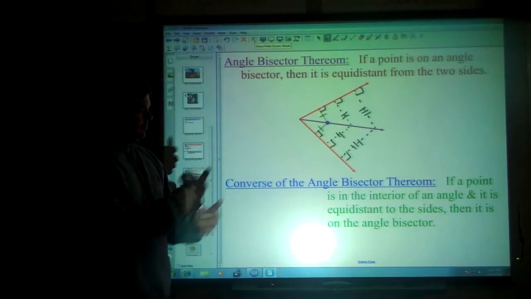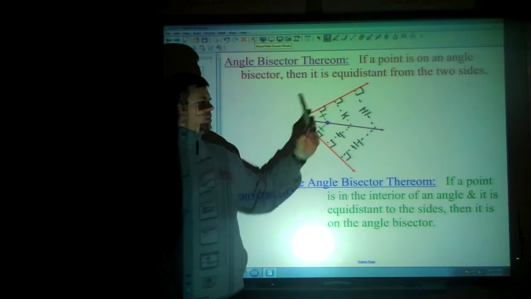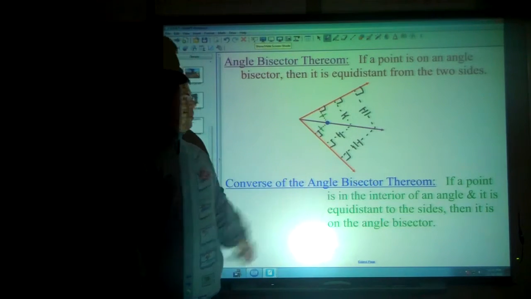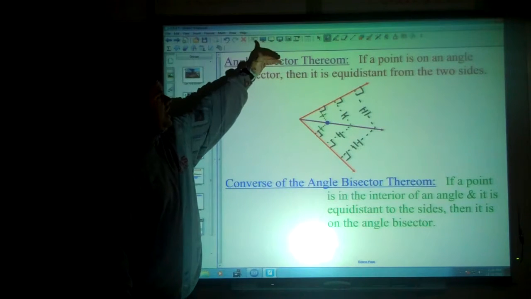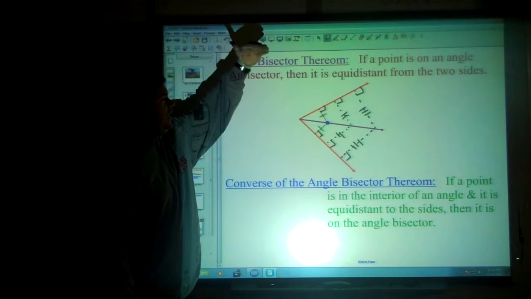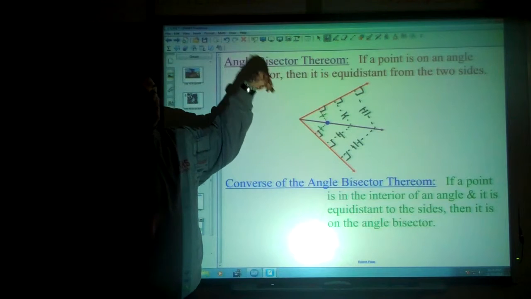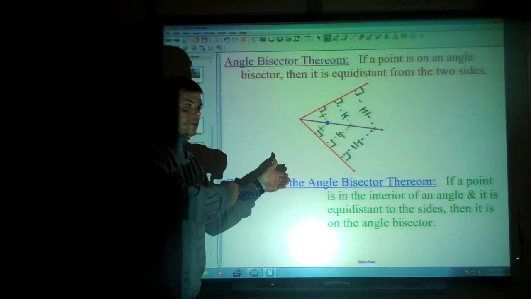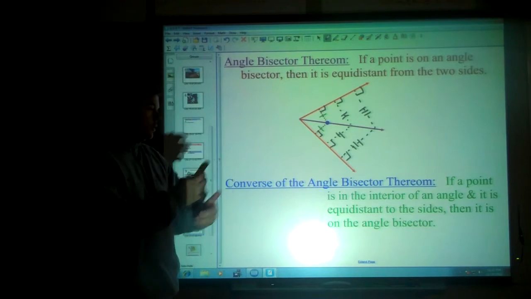the angle. And to flip that around, if you know you're the same distance, then you know you're on the angle bisector. So if you're stating that you're on the angle bisector, that means you're the same distance from the sides. And if you know you're the same distance from the sides, then you know you're on the angle bisector. Converse of each other.